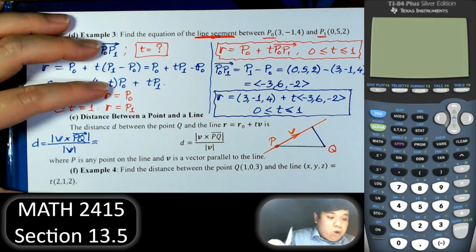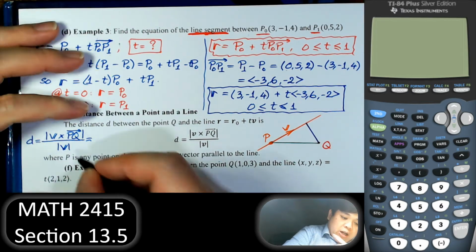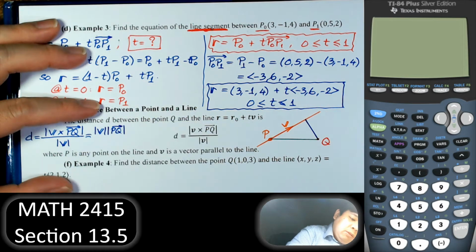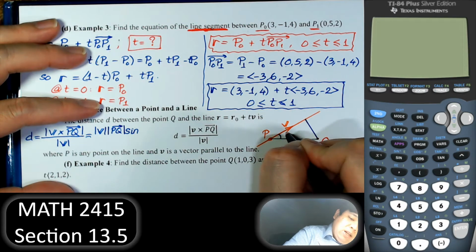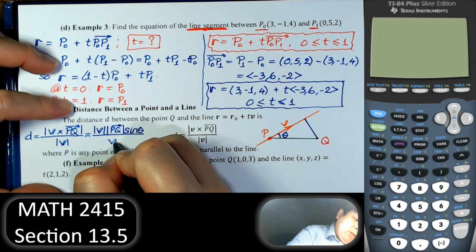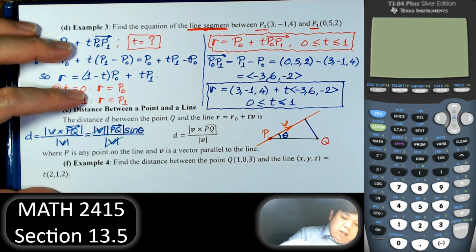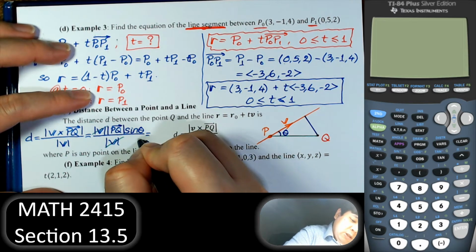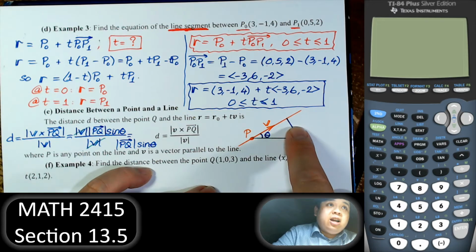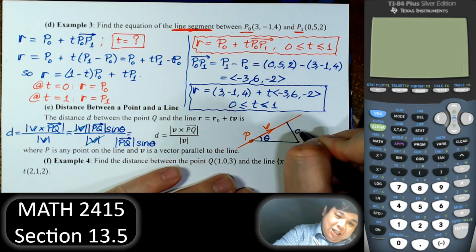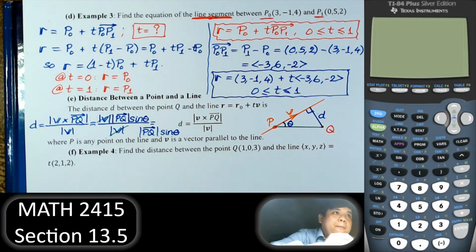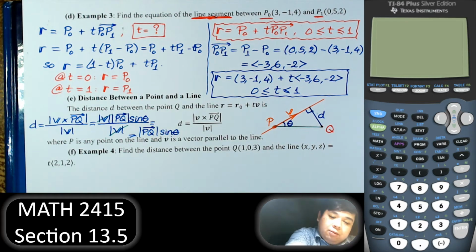By the definition of the cross product, V cross PQ is going to be the magnitude of V, the magnitude of PQ, and then sine of the angle between them. And we did mention that whatever the angle is, make sure all of this is positive because the magnitude is positive. And of course we cancel this, so it's just equal to the magnitude of PQ times sine theta, which of course is going to be D, right? Because sine is opposite over hypotenuse. So that's very straightforward there. Right, so it's easy enough.